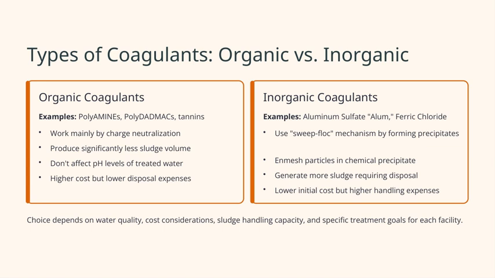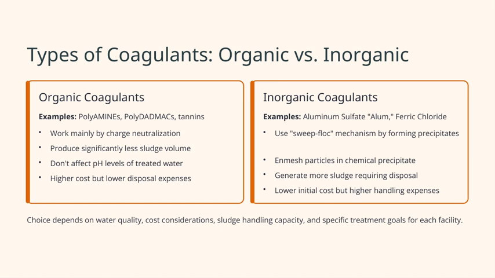Now, on the other hand, we have inorganic coagulants like aluminum sulfate, commonly known as alum, and ferric chloride. These work through a mechanism called sweep floc, where they form chemical precipitates that enmesh particles, effectively removing them from the water. While inorganic coagulants generate more sludge, meaning you'll have a higher volume to dispose of, they are generally less expensive initially. But keep in mind, the handling and disposal costs for this sludge can add up.